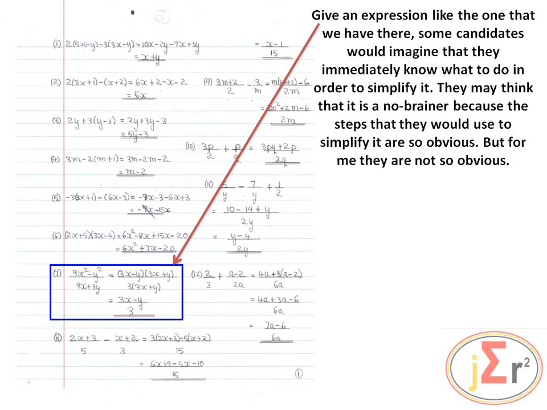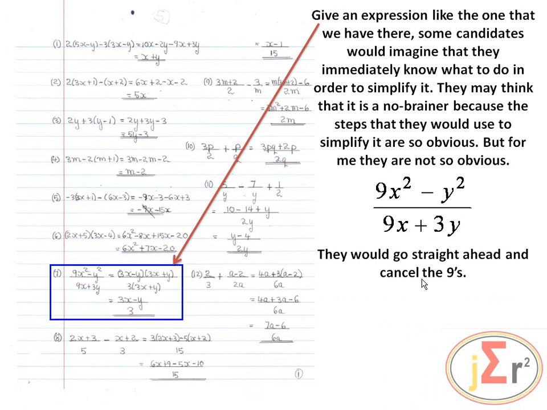Given an expression like the one that we have there, some candidates would imagine that they immediately know what to do in order to simplify it. They may think that it is a no-brainer because the steps that they would use to simplify it are so obvious. But for me, they are not so obvious. For example, this is how some candidate may take a go at it. They would go straight ahead and cancel the 9s because 9 is in the numerator and 9 is in the denominator. Why not? Let's go straight ahead and do it.